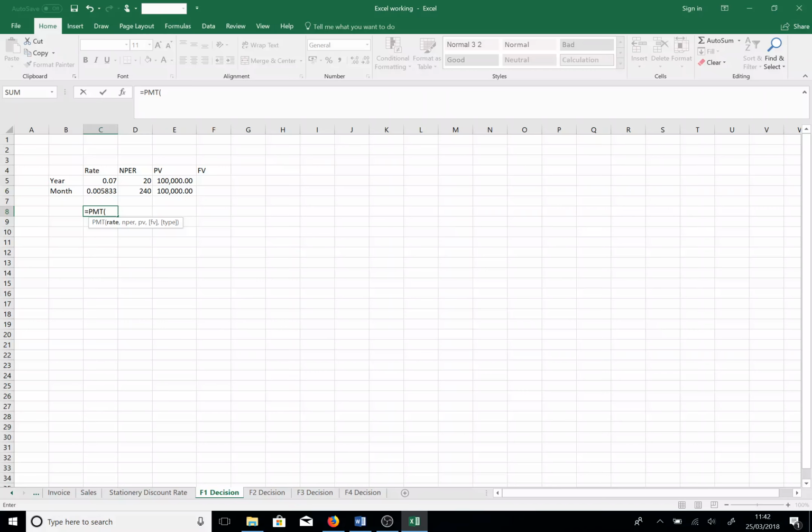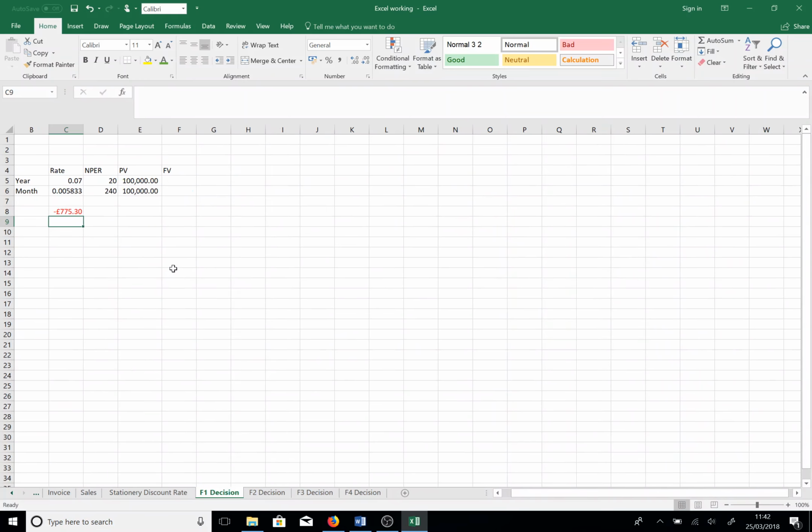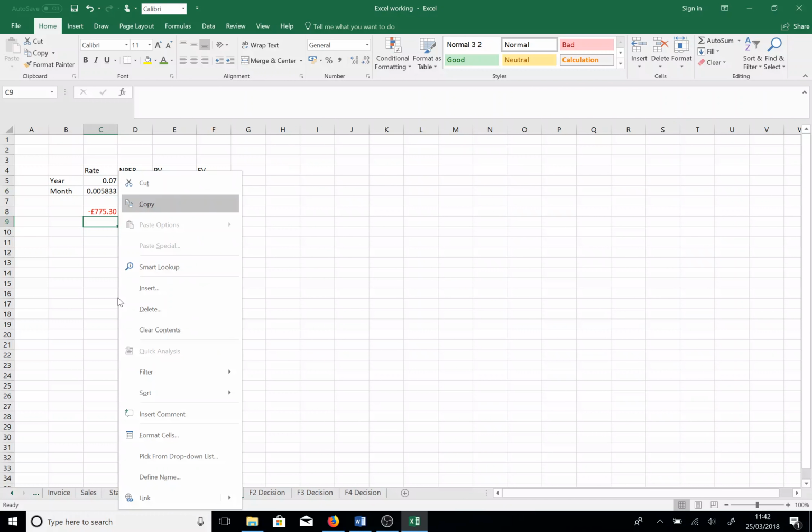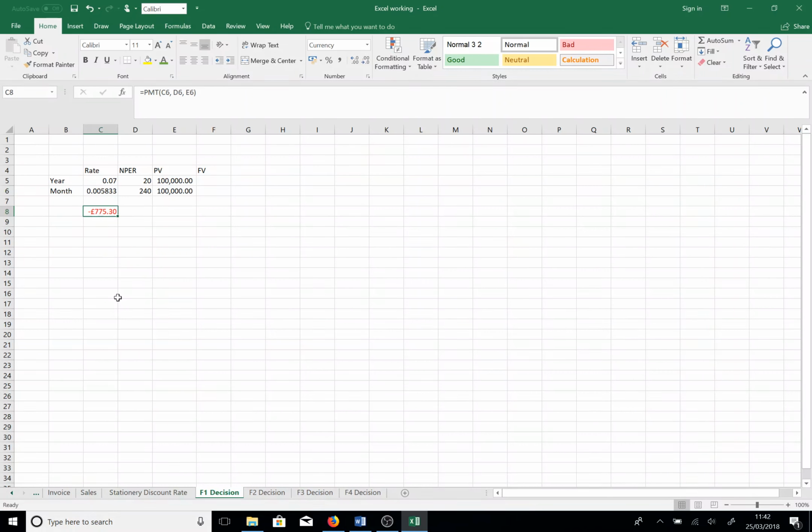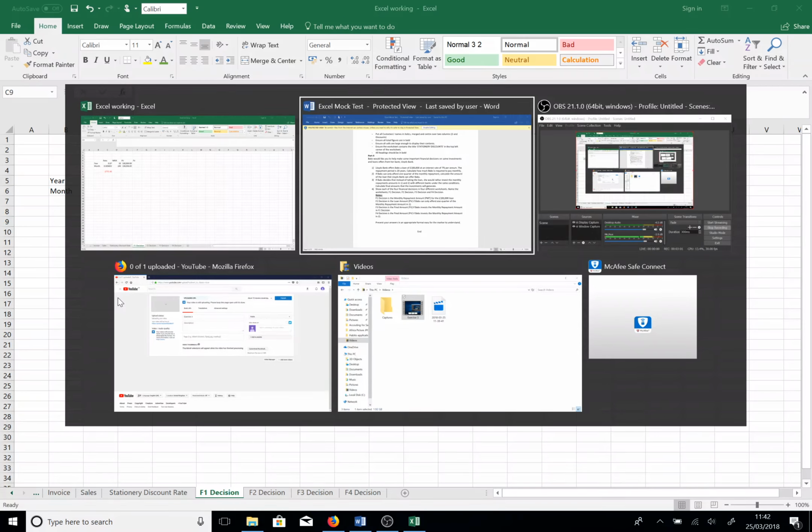Per month equals PMT, rate, it's that, comma, that, and then your present value. And this will be our monthly repayments. So 775, and the reason it's negative is because it's showing it's going out of your pocket. So that's F1.